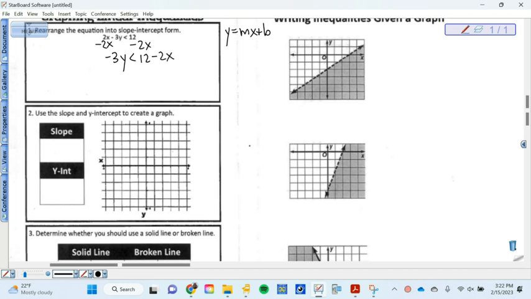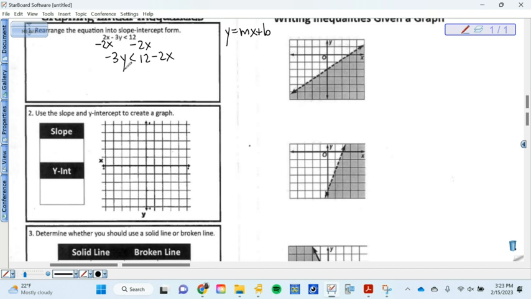Okay, and now what do I do to get the y by itself? Divide by -3, and I divide everything by -3. What happens to an inequality when I divide or multiply by a negative number? Flip the sign. So it goes from less than to greater than. And now, those -3's canceled out there, so I just have y is greater than 12 divided by -3, -4.